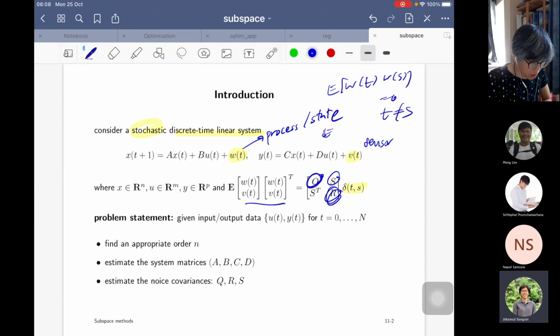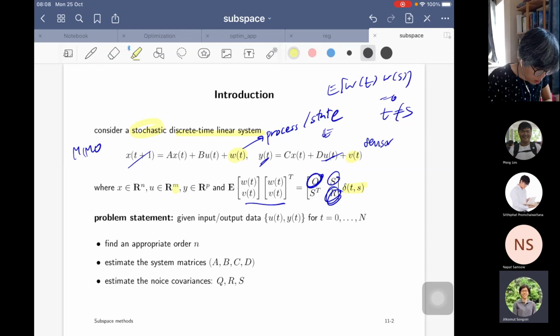We're dealing with the MIMO case, which means everything here is assumed to be a vector: U, the input, the output, and of course the state variable is typically a vector. The dimensions are given here, M and P. M is the number of inputs, P is the number of outputs.